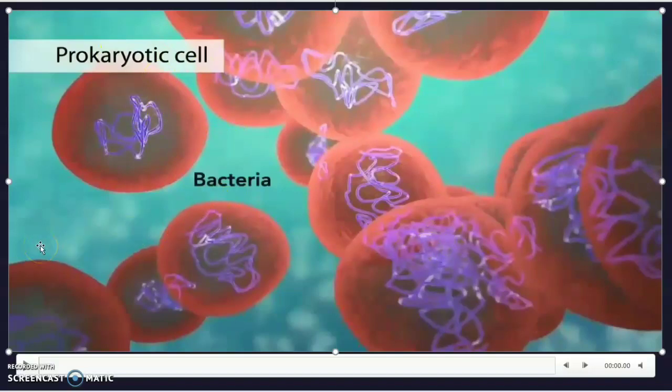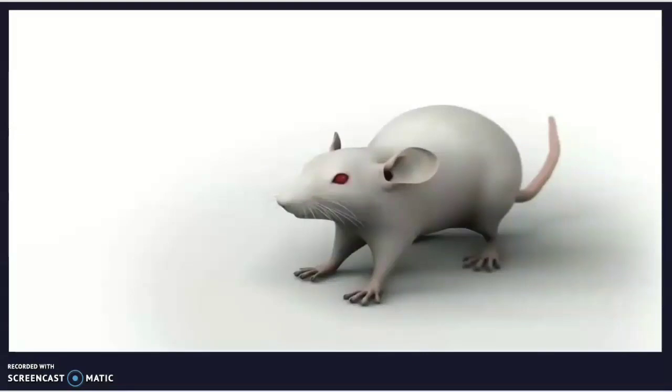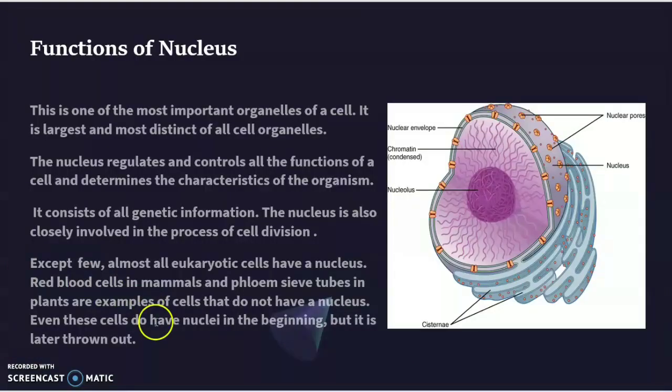These prokaryotic cells are observed in bacteria and also in cyanobacteria, blue-green algae. See here, the genetic material is floating freely in the cytoplasm of this bacteria cell. Now I want to show you the functions of the nucleus.